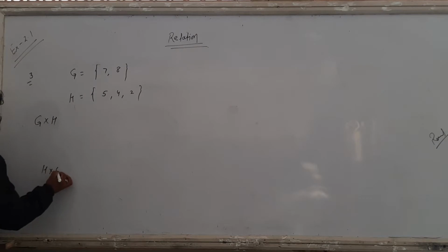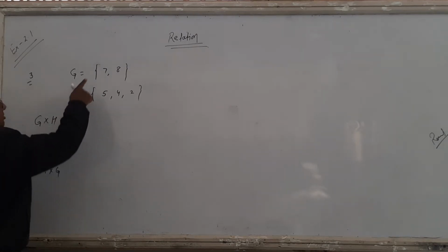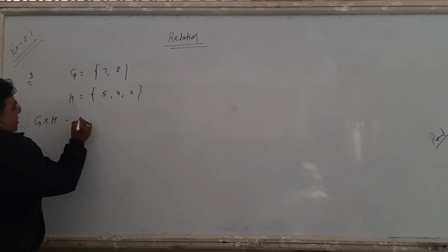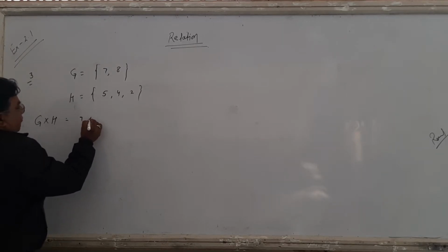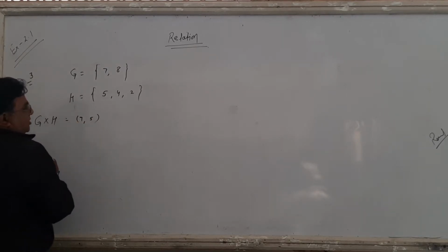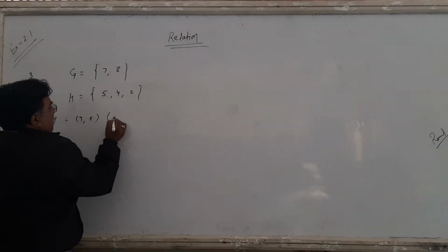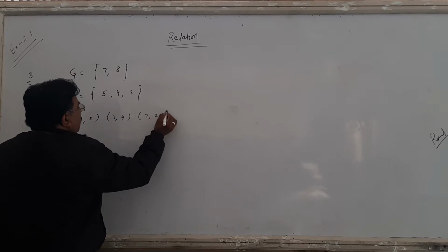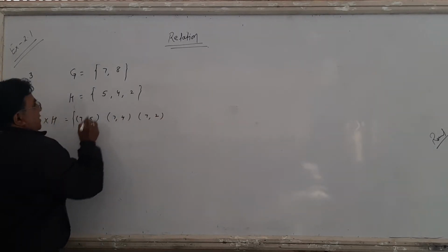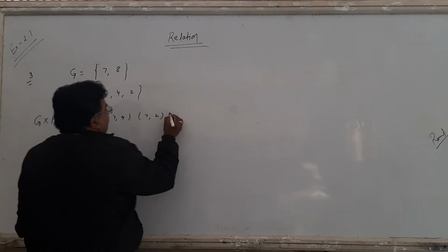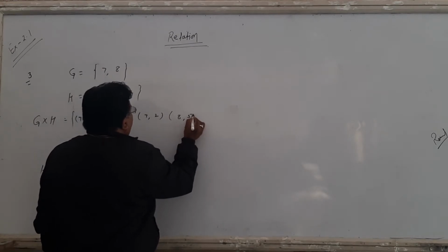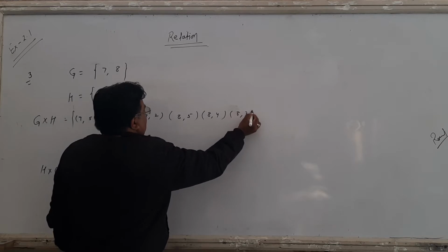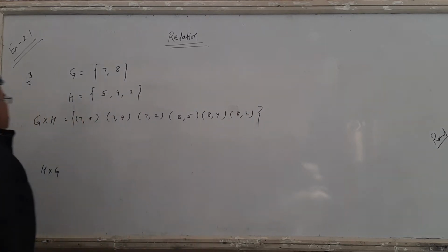Now here, student, G cross H means the G set's first element is related to the other elements. That means 7 is related to 5, 7 is related to 4, and 7 is related to 2. Then the second element, 8: 8 is related to 5, 8 is related to 4, and 8 is related to 2. That is G cross H.